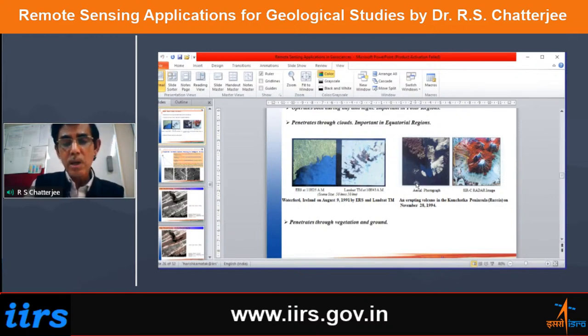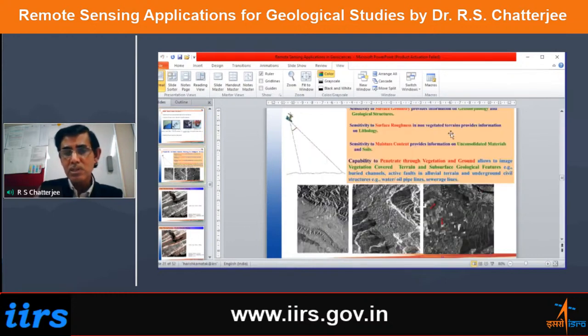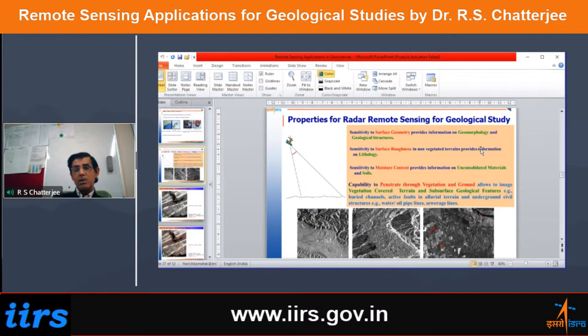Another important advantage is that it can penetrate through vegetation, so you can get terrain information in a forest area. It can penetrate through ground, so you can get subsurface information like buried channels and underground pipelines. So this kind of information you can also get in radar sensing. We are interested in this particular class in geological features, like buried channels, or active faults which are covered by alluvium. Those kinds of features you can get in a radar image, but in an optical image, no. I will show you one example.